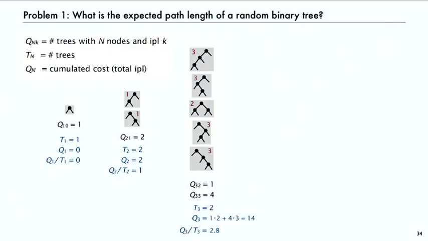There's 5 trees with 3 nodes. 4 of them have internal path length 3: 0 to the root, 1 to the one below, and 2 more to the next one. So that's 3, and 4 of them have that structure. 1 of them has internal path length 2, since the nodes are both just 1 from the root. So Q_3,2 equals 1. There's 1 tree of size 2 that has internal path length 1, and there's 4 trees of size 3 that have internal path length 3. And T_3 equals 5. So the average internal path length is 14 over 5, which is 2.8.